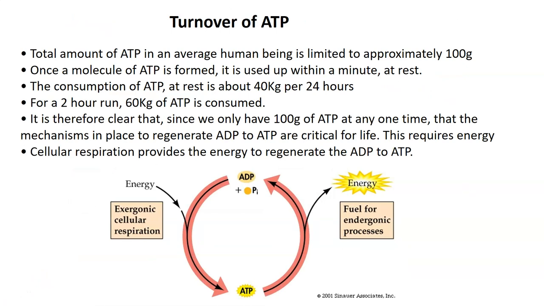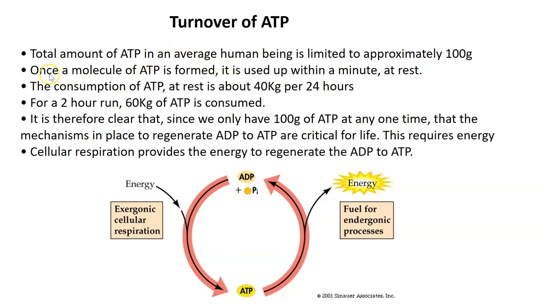Okay. So we have a limited amount of ATP in our cells. When we look at any human being, we're limited to about 100 grams of ATP. If you take all the ATP from all our cells, it would amount to 100 grams. Now, when you think about it, we use up around 40 kilograms of ATP per day.